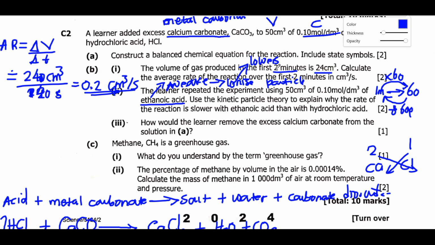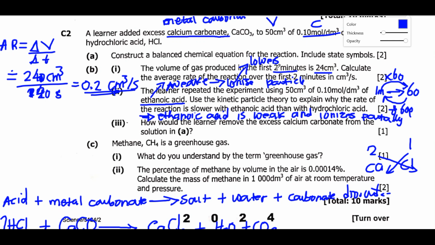So the concept here was that the reaction will be slow because ethanoic acid, number 1, is weak, and because it's weak, it's going to ionize partially. Because of that, the concentration of ions will be lower. So let me see if I can summarize. Number 1 will say ethanoic acid is weak and ionizes partially, resulting in a lower concentration of ions.